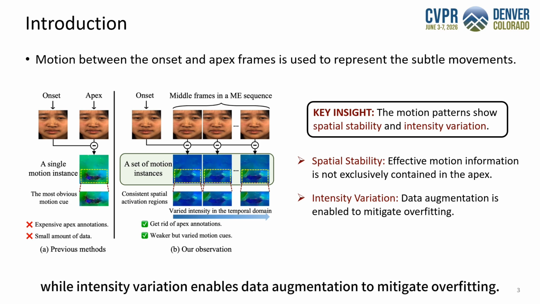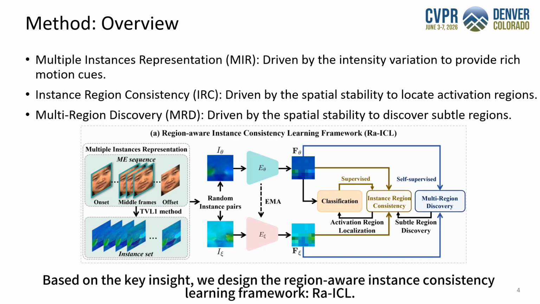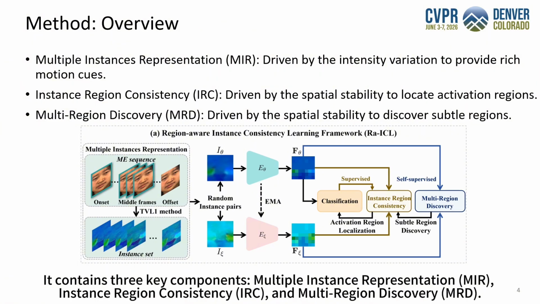augmentation to mitigate overfitting. Based on the key insight, we designed the Region-Aware Instance Consistency Learning Framework, ROICL. It contains three key components: Multiple Instance Representation MIR, Instance Region Consistency IRC, and Multi-Region Discovery MRD.